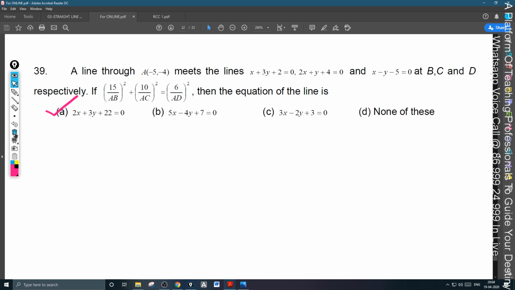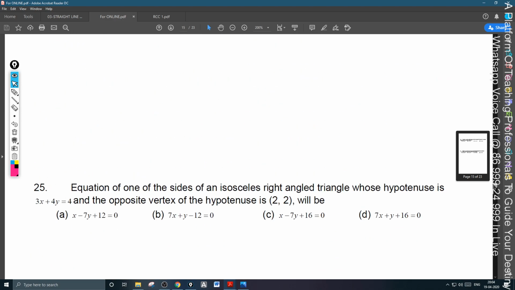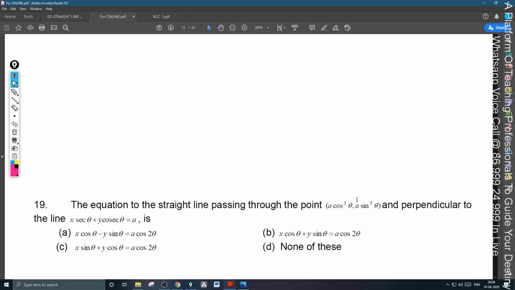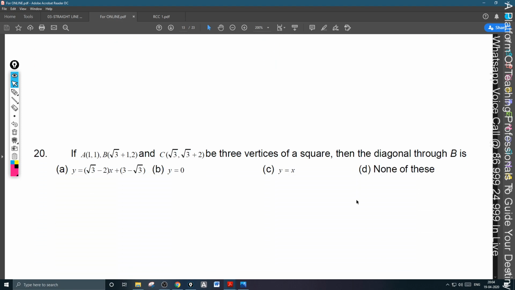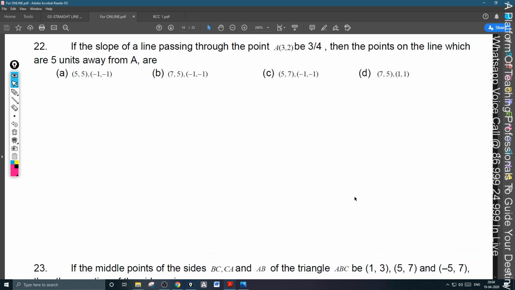Let us see where we stopped. Here we stop. For this only I explained the symmetric form.